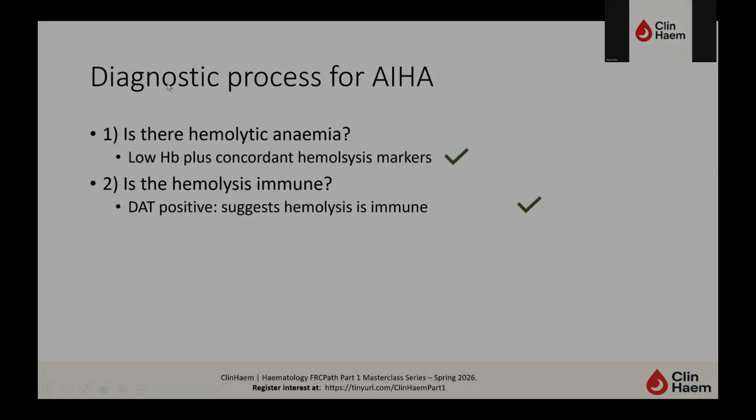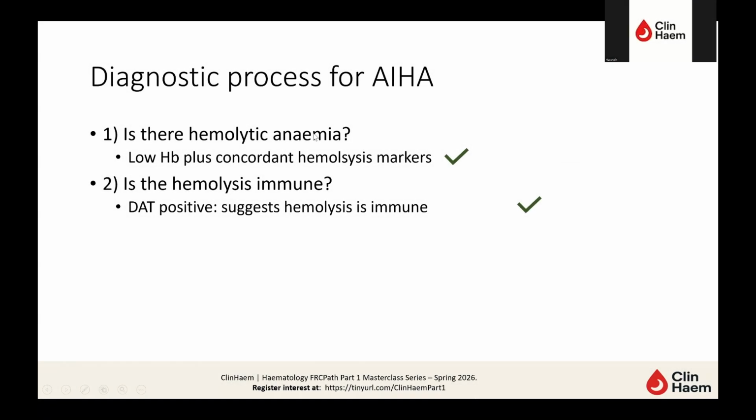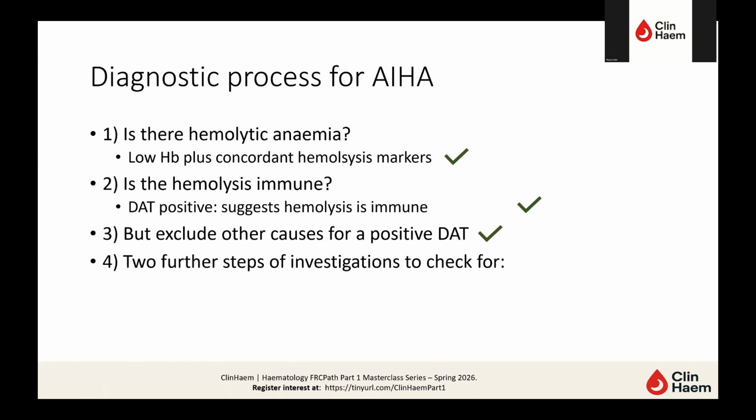Going back to the diagnostic process for AIHA, number one, is there hemolytic anemia? We've seen the hemoglobin is low and these hemolysis markers are in the right direction for it. You would check, is the hemolysis immune? The DAT is positive, which suggests there are antibodies coating the cells. Maybe the hemolysis is immune and maybe those are autoantibodies, but you have to exclude all the other causes of a positive DAT that I've mentioned before. Once you have excluded all the clinically relevant causes, you will say now the patient looks like he has got autoimmune hemolysis.